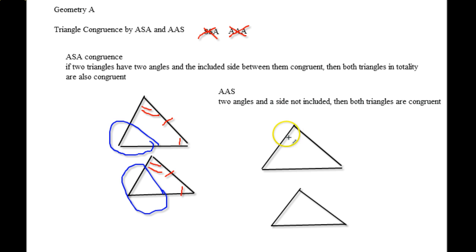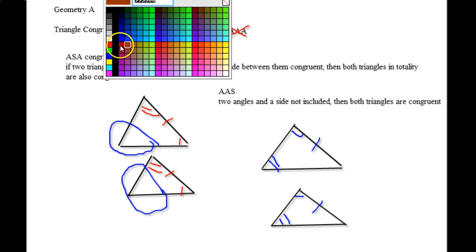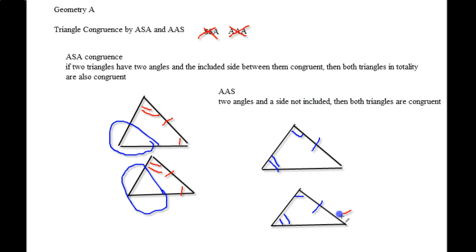So for this one, let's say that we know that these two are congruent and these two are congruent. A side not included could be right there, or it could be down here on these parts. And if I know that, then I know that the other parts as well. So in other words, these parts are going to be congruent, and same thing here.